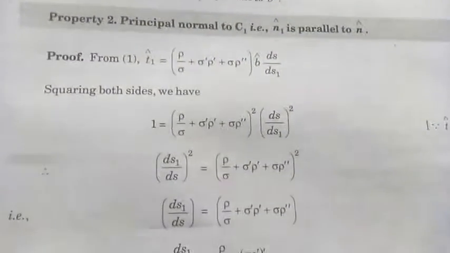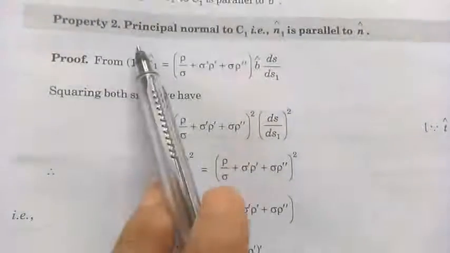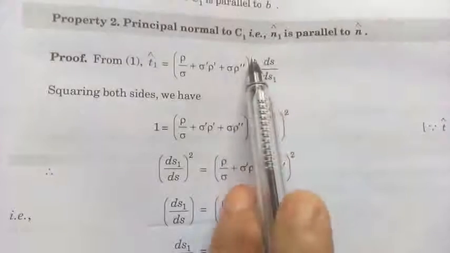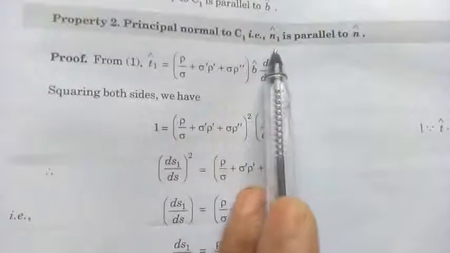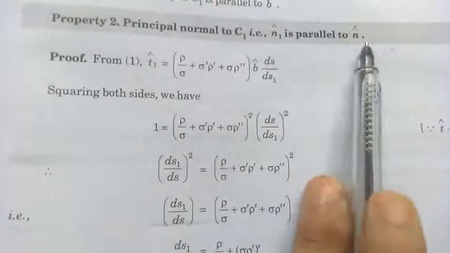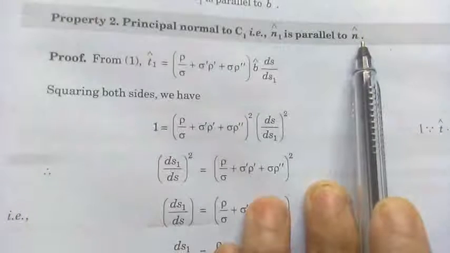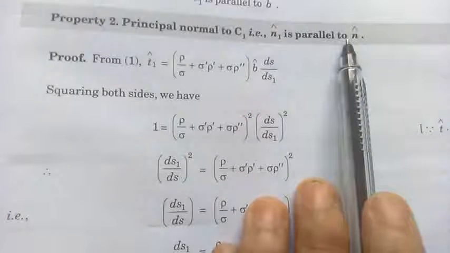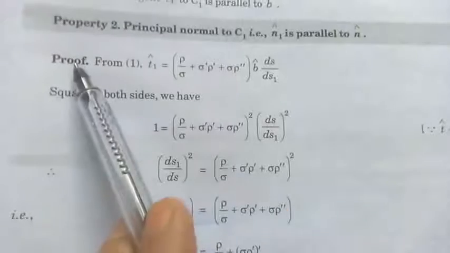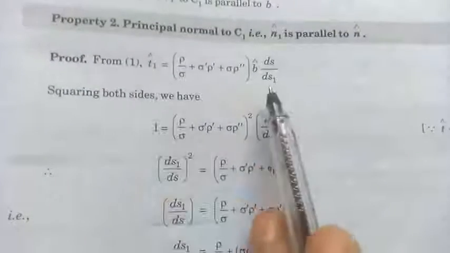Now let us discuss the second property. The second property is the principal normal to c1. Principal normal to c1 means n1 cap is parallel to n cap, where n cap is the principal normal to curve C. So in order to prove this, in the first property we have derived the value of t1 cap.